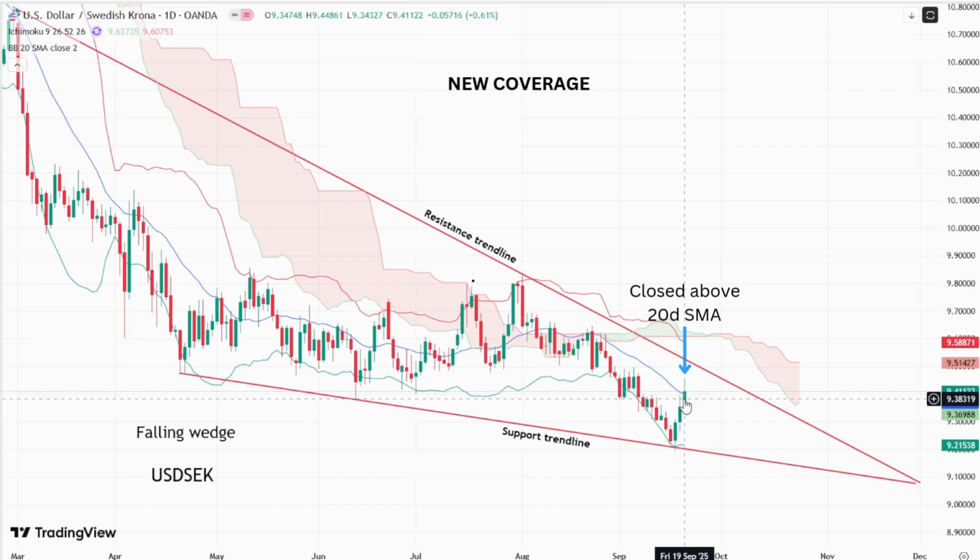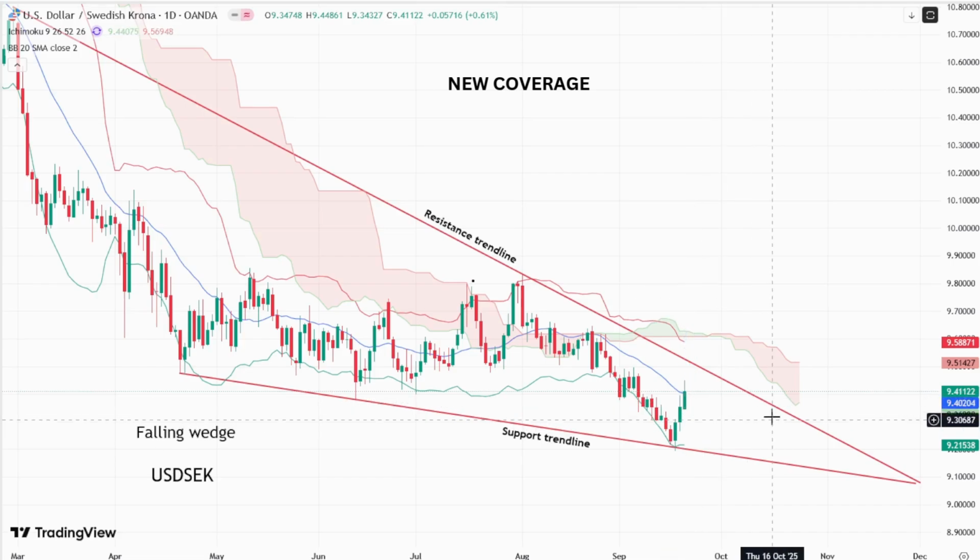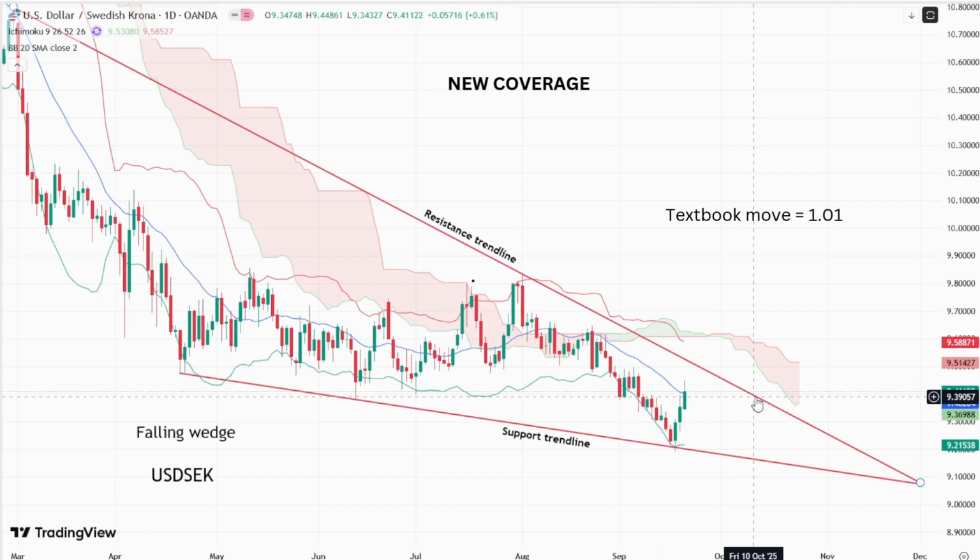Also, the latest close is above the 20-day simple moving average, and this has given it some upside boost. Closing above the resistance trend line is required to complete this bullish pattern that suggests a move of around 1.01. Alternatively, closing below the support trend line would invalidate this bullish pattern.